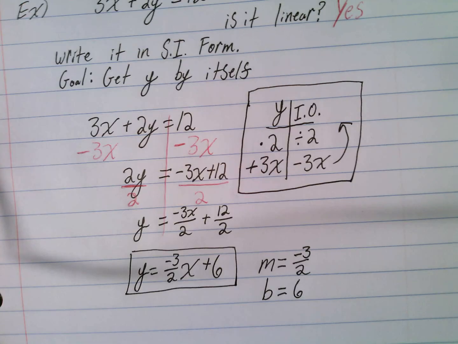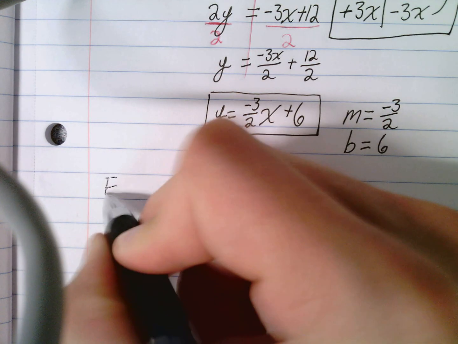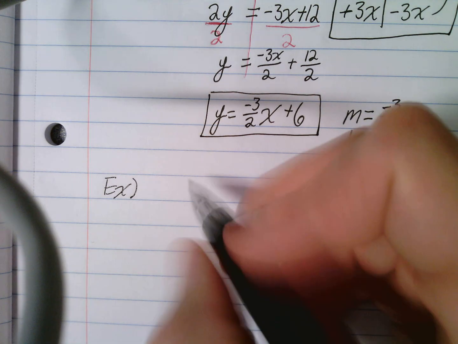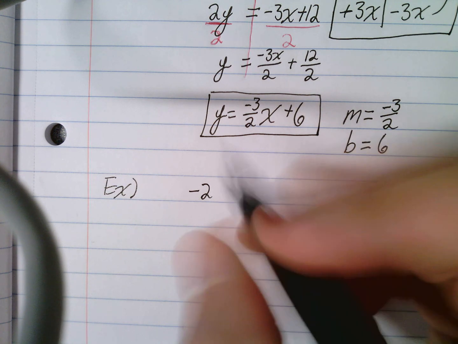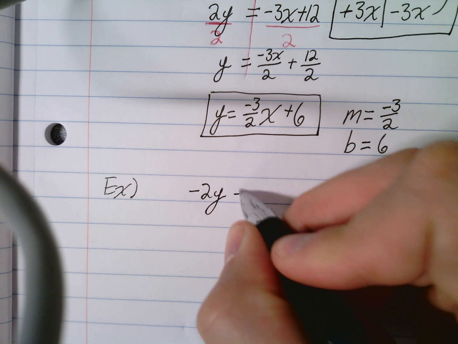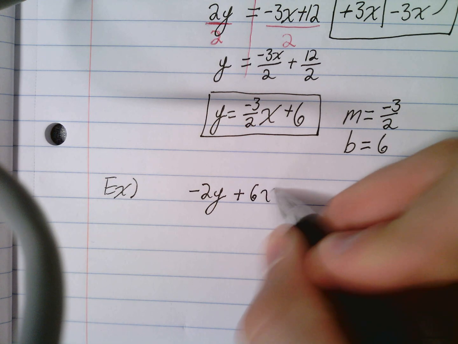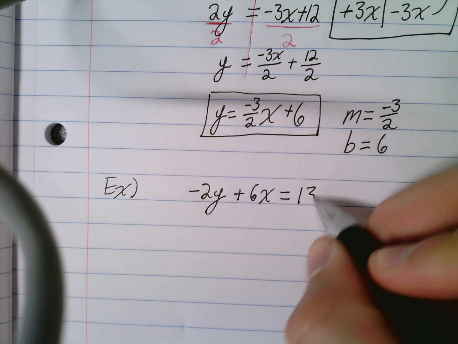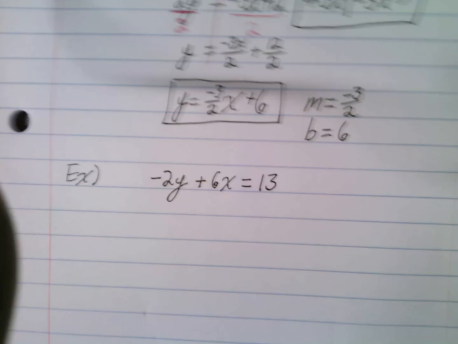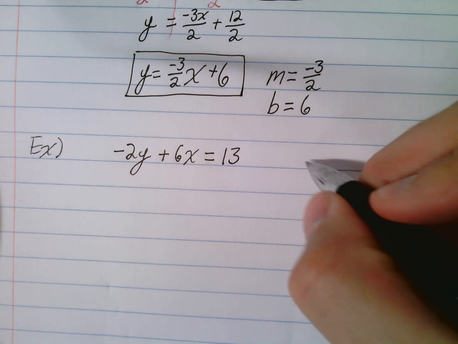So let's try 2 more, and then I'll let you work on some HRWs here, and we'll be good for a minute. Okay, so let's do another one. Let's do another one that looks like this. Let's say now I've got negative 2. Oh, I did 2 again. That's all right. Negative 2y plus, let's go with 6x equals 13. We'll do one more like this, and then a slightly more difficult one.